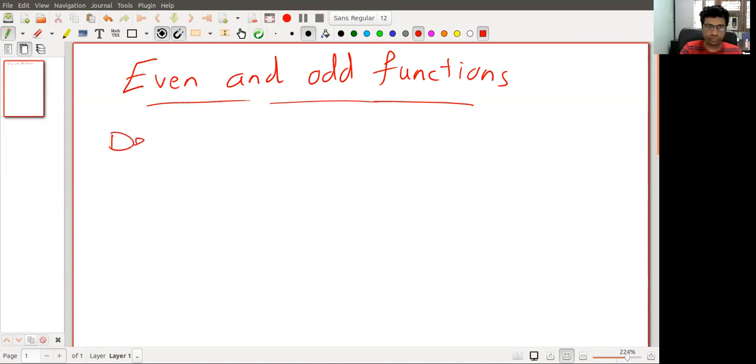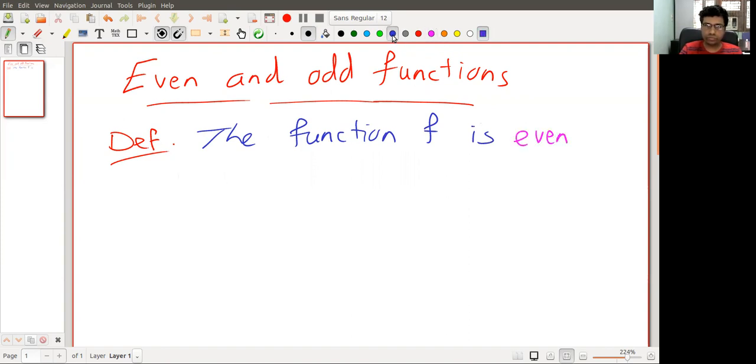Definition: the function f is even if f of minus x is equal to f of x for all x in the domain of f.